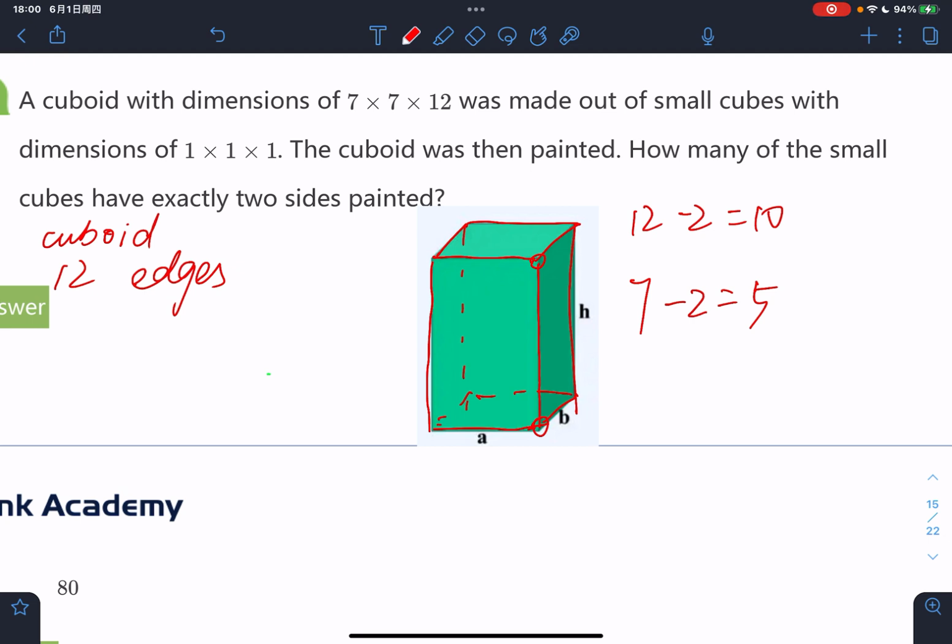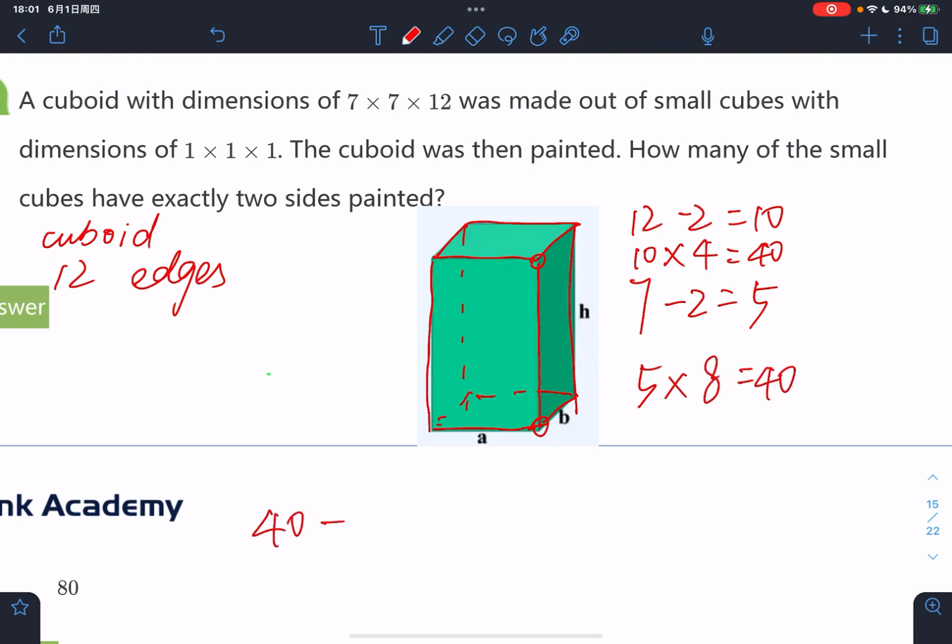So adding all of this together, we get the total number of cubes with exactly two faces painted. 10 cubes times 4 long edges, and 5 cubes times 8 short edges. So we have 40, adding 40, and the answer is 80. There are 80 small cubes in the cuboid that have exactly two faces painted.